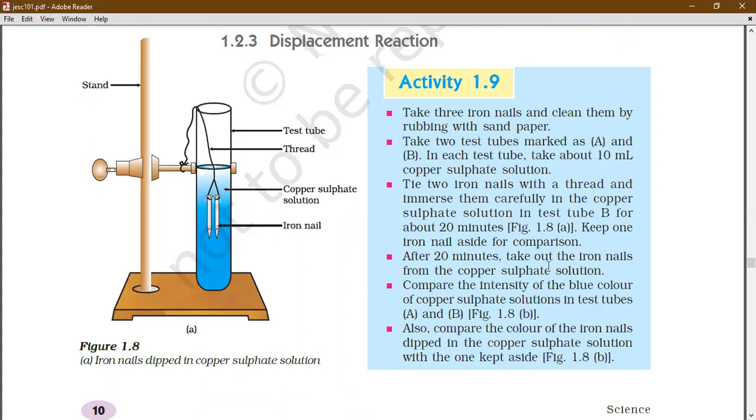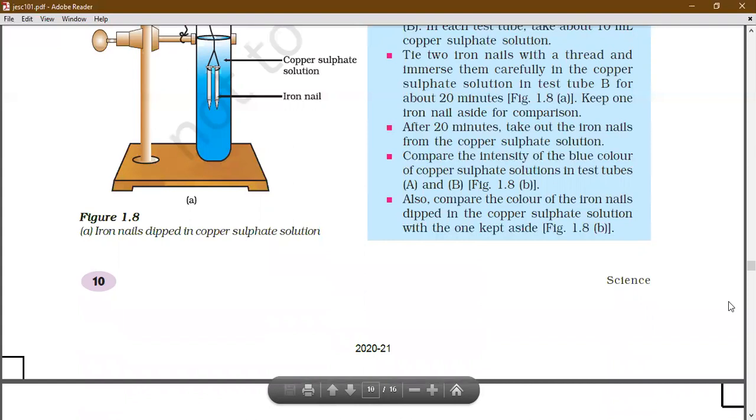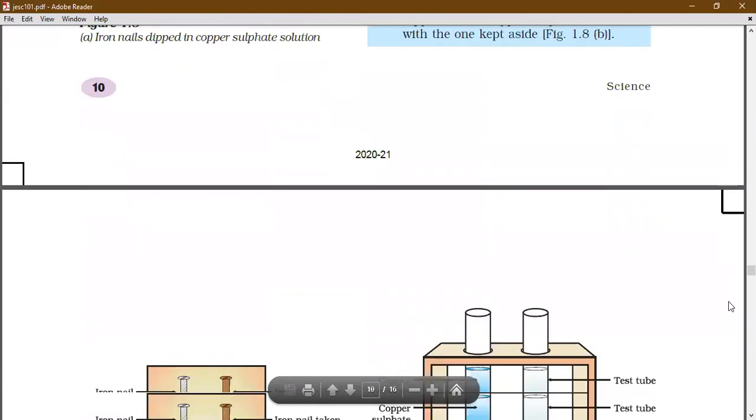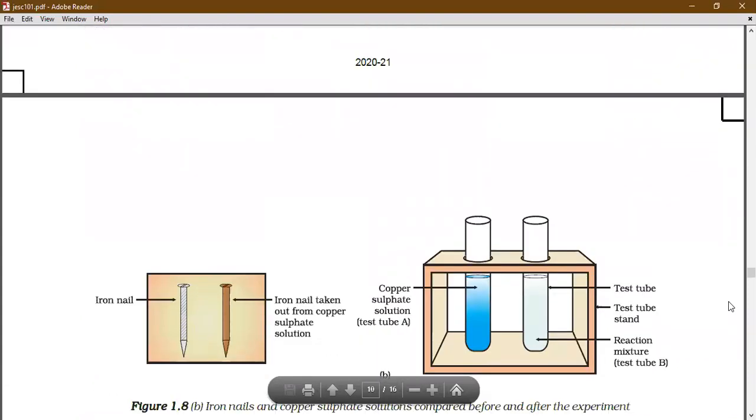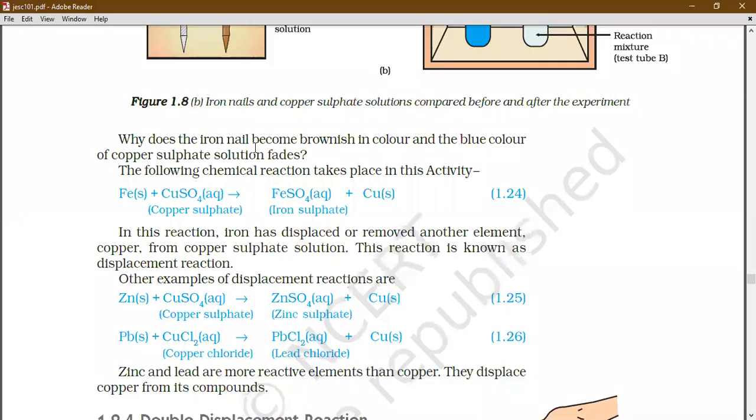After 20 minutes, take out the iron nails from the copper sulfate solution. Compare the intensity of the blue color of copper sulfate solutions in test tubes A and B. Also compare the color of the iron nails dipped in the copper sulfate solution with the one kept aside. Why does the iron nail become brownish in color and the blue color of copper sulfate solution fades?